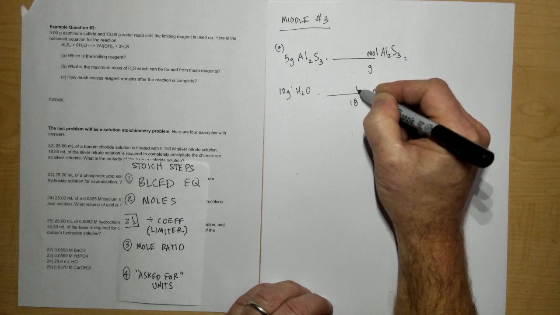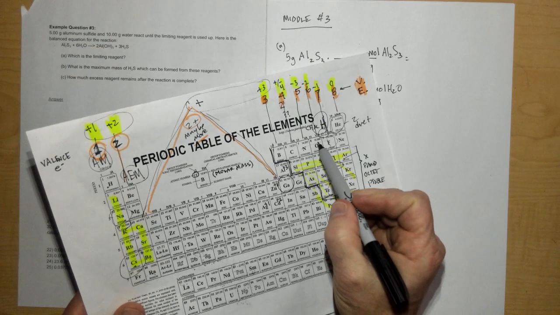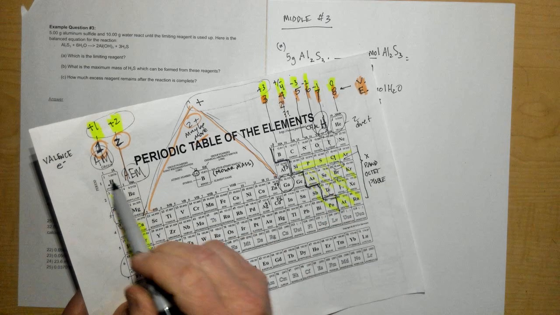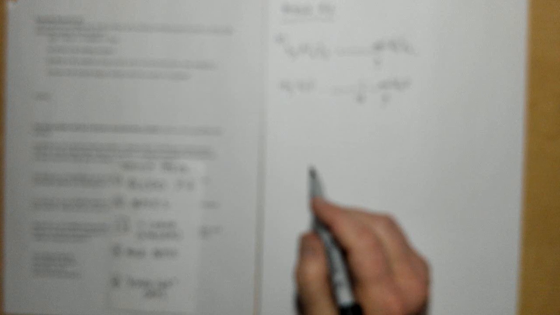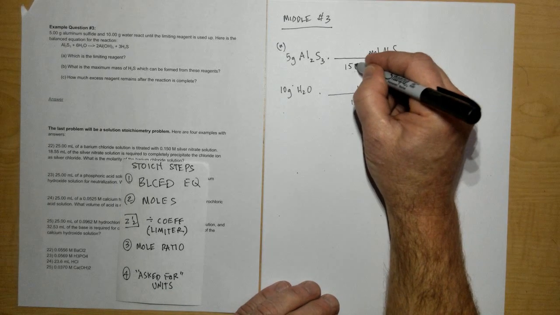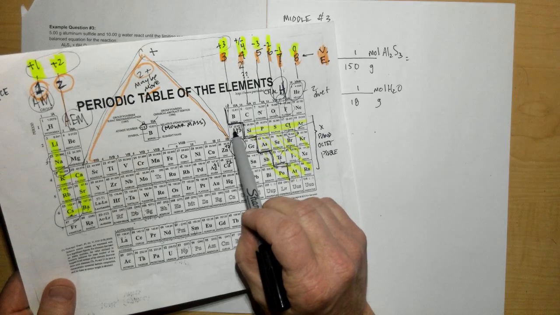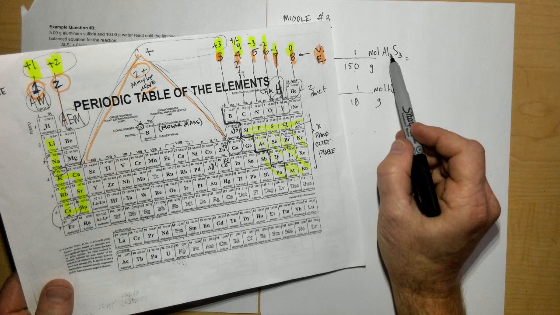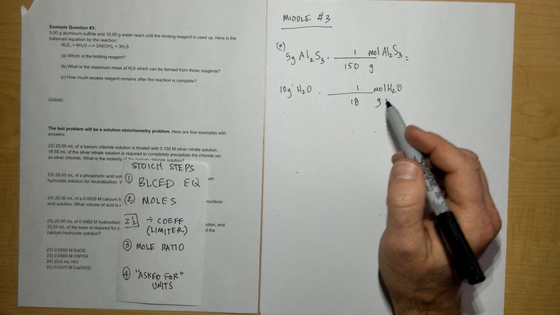There are 18 grams in 1 mole of water, which I get because there's 16 for each oxygen and 1 for each hydrogen. And then Al2S3 adds up to 150 grams in 1 mole. So where did I get that? Aluminum, remember, is 27 times 2, because there's 2 of them. And then sulfur's 32 times 3, because there's 3 of those.